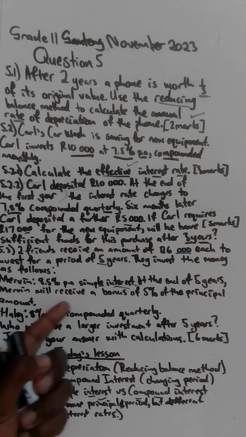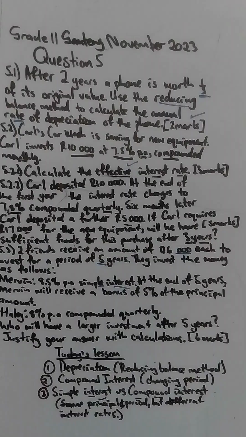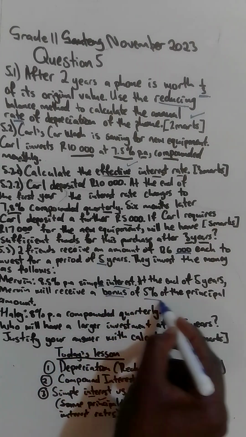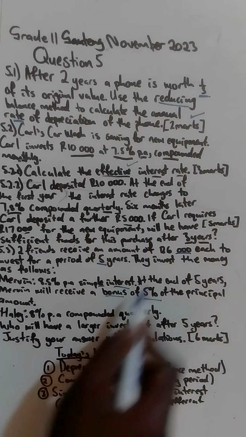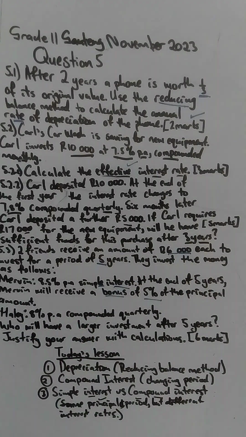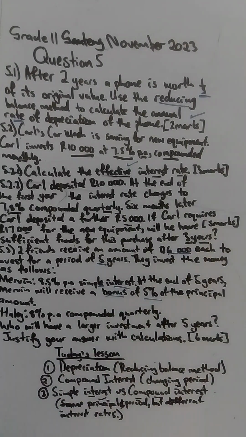At the end of 5 years, Mervyn will receive a bonus of 5% of the principal amount. So not only does Mervyn benefit from the simple interest of 8.5%, he is also going to benefit from what? He's going to receive a bonus of 5% of the principal amount. The principal amount being 6,000. That is Mervyn. So let's first calculate how much Mervyn will get, or let's just hear the other part.